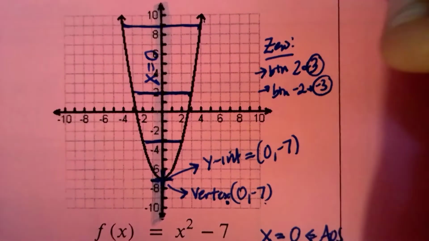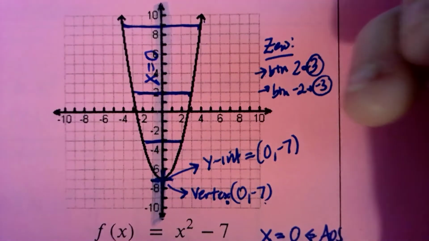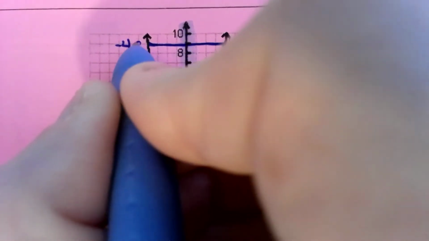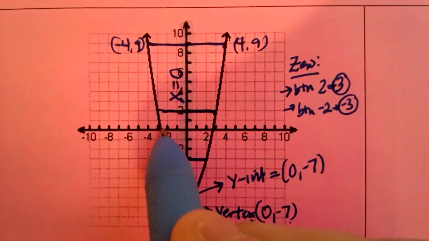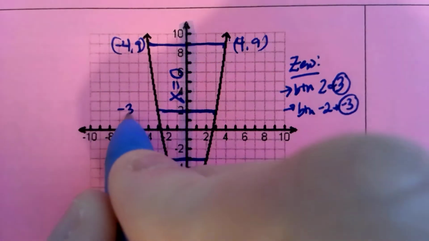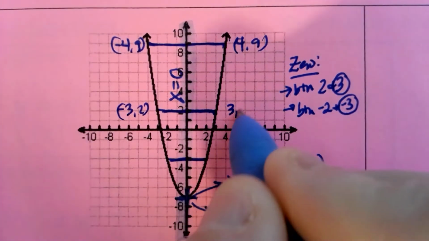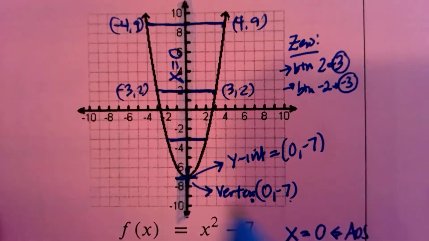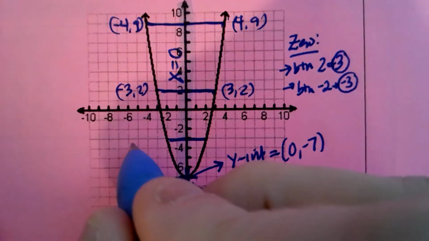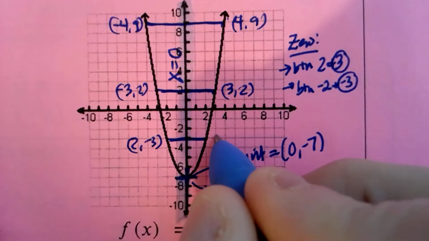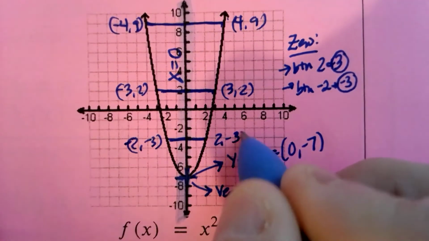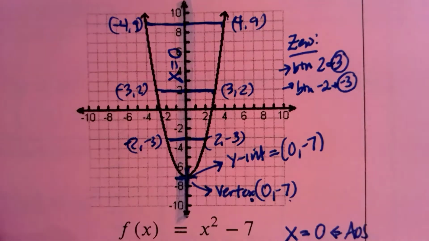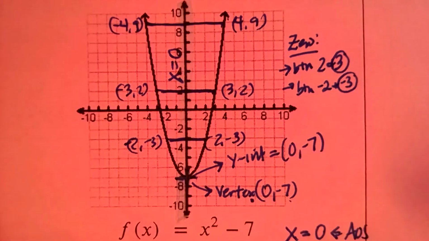Okay, so these are at (-4, 9) and (4, 9). These are at (-3, 2) and (3, 2). These are at (-3, -2) and (3, -2). Okay, so that's how I would find it on the graph.